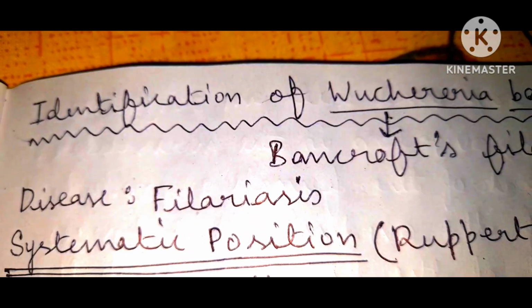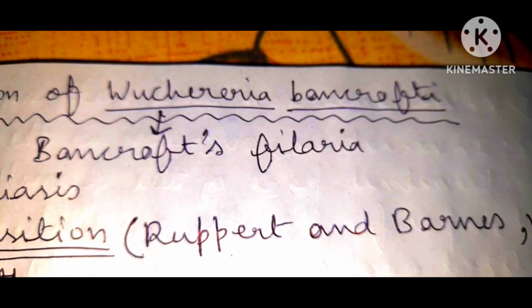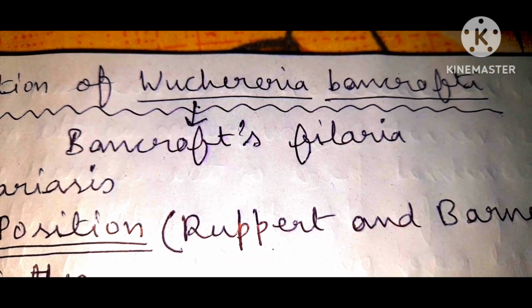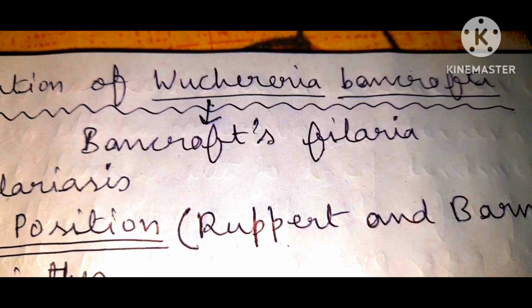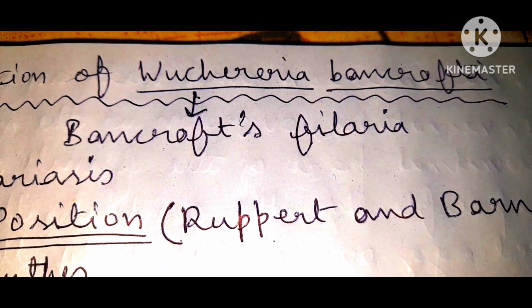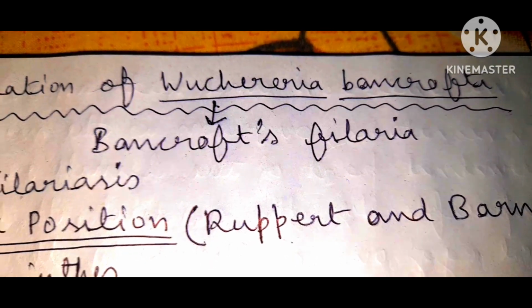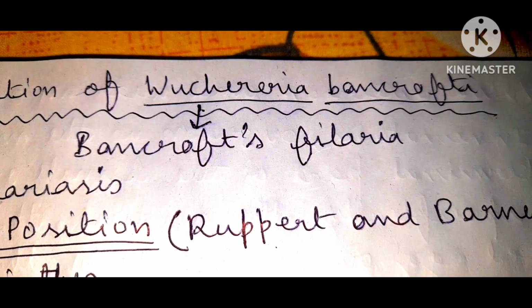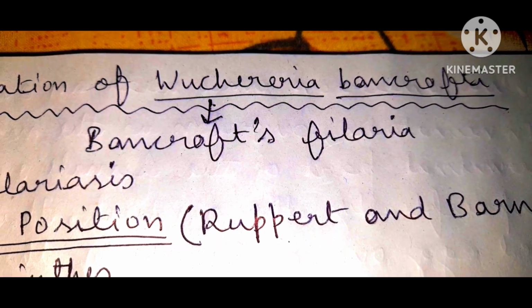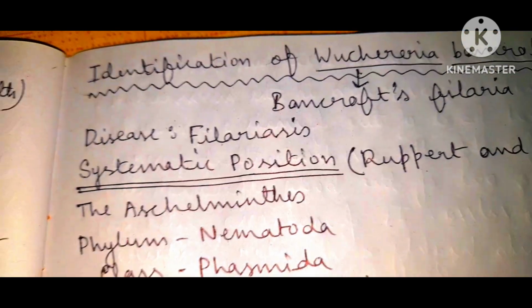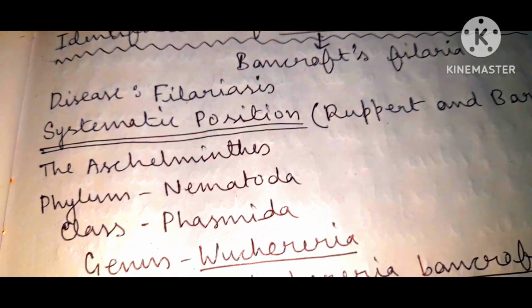Today I am going to discuss with you the identification of Wuchereria bancrofti, a parasite identification for your upcoming Parasitology practical exam of SEM4 under CCF of University of Calcutta. The common name of this parasite Wuchereria bancrofti is Bancroft's filarial worm. The disease caused by this parasite is filariasis.